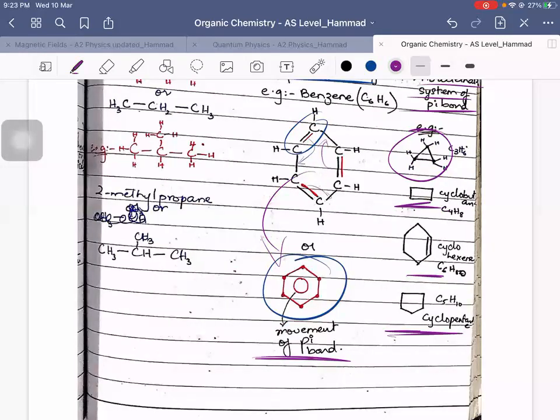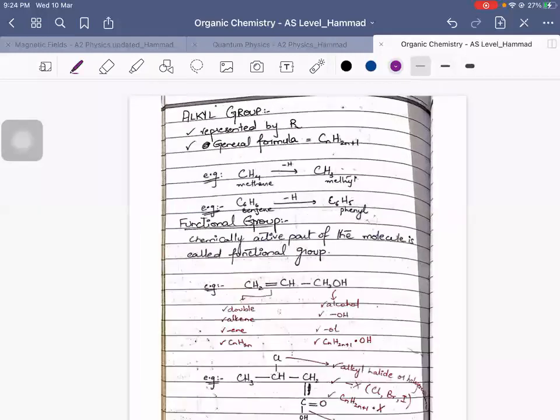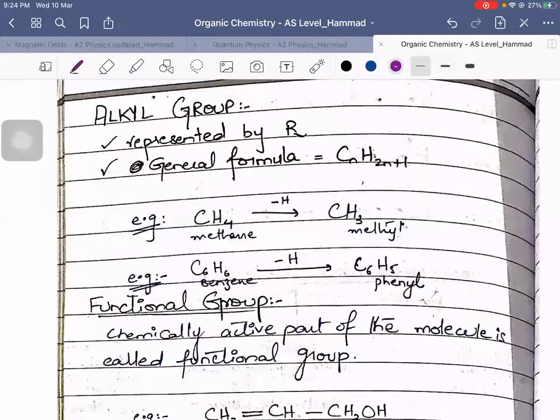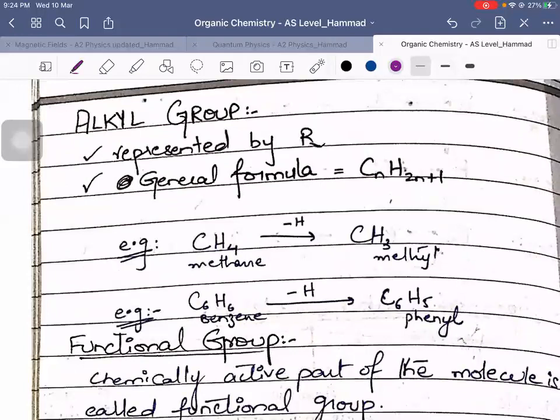Next comes alkyl groups. Alkyl groups are basically represented by R, right? Let's say I have CH4, which was methane, you know, from O levels. If I were to remove a hydrogen from it, it would become a methyl group. It is a reactive group.